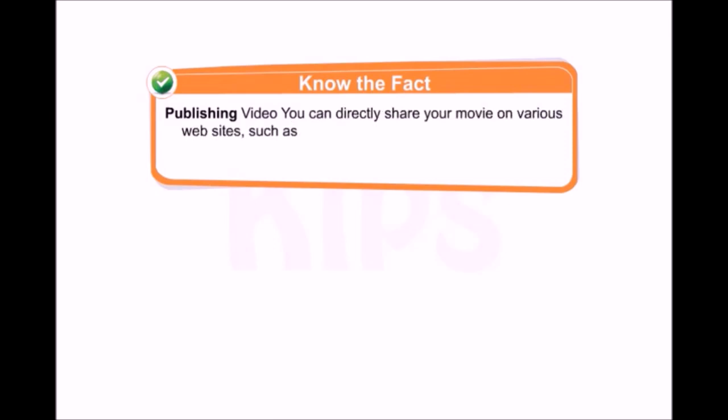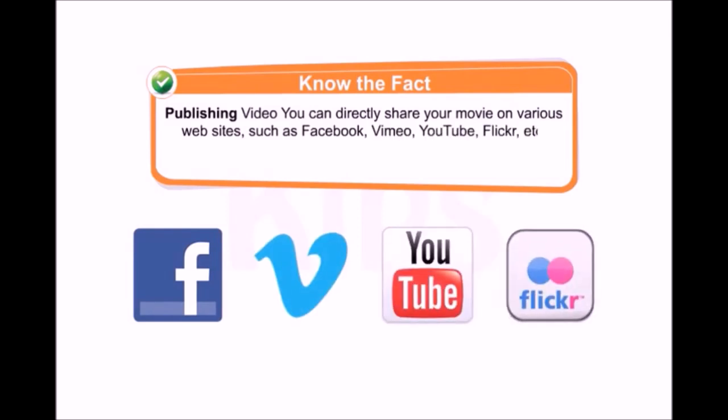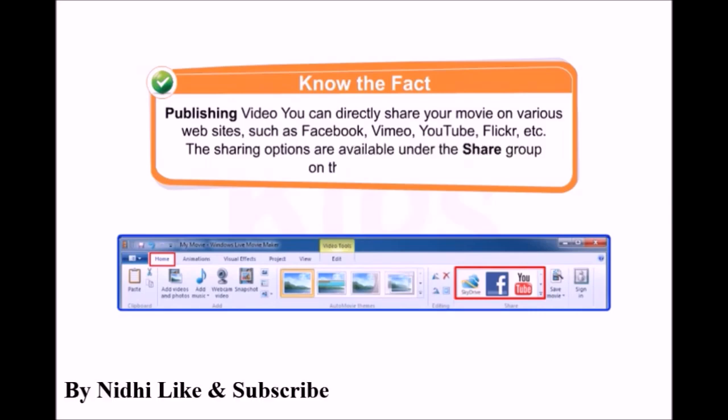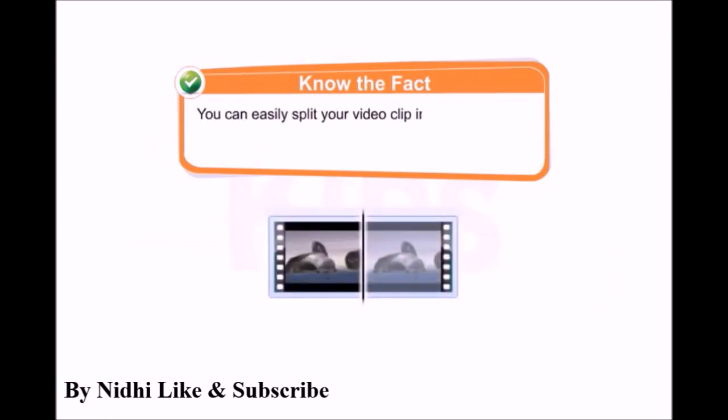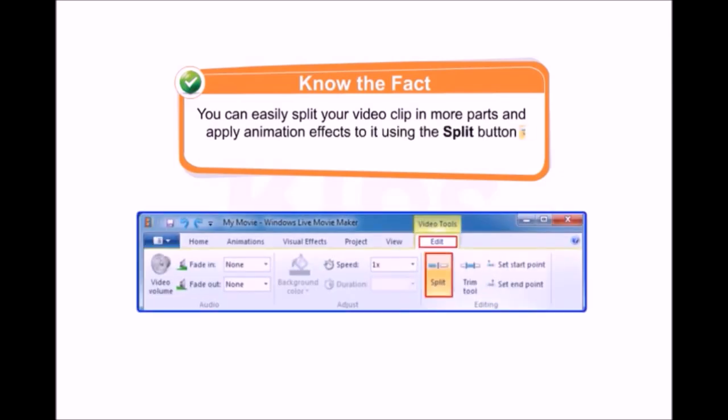Students know the fact that in publishing video, you can directly share your movie on various websites such as Facebook, Vimeo, YouTube, Flickr, etc. The sharing options are available under the Share group on the Home tab. Students know the fact that you can easily split your video clip into more parts and apply animation effects to it using the Split button present on the Edit tab in the Editing group.